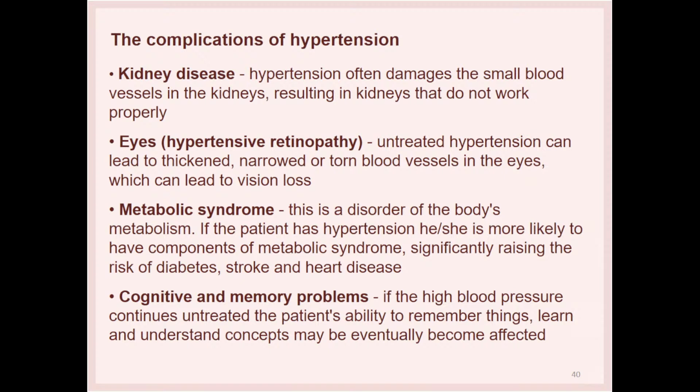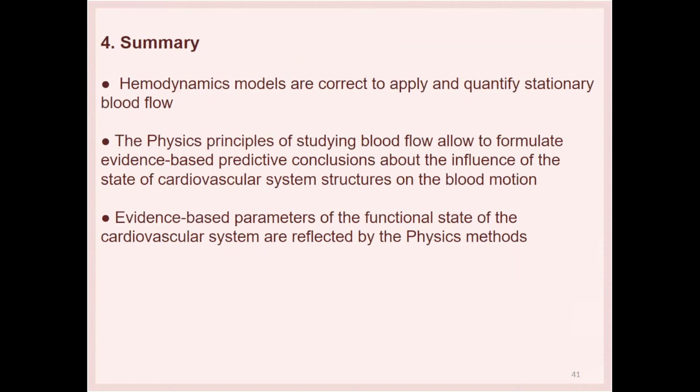So, and one more slide to show you cardiovascular system complications that in turn become the reason for more serious problems. You can see kidney disease, the eyes may be at risk, metabolic syndrome, and cognitive and memory problems. This is the second stage of the complications of hypertension. So, and what is the next? It is the summary that completes this lecture.